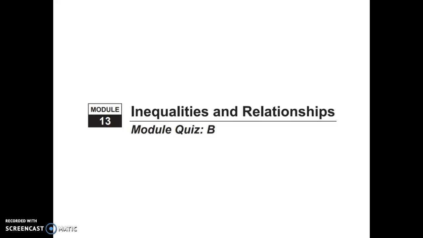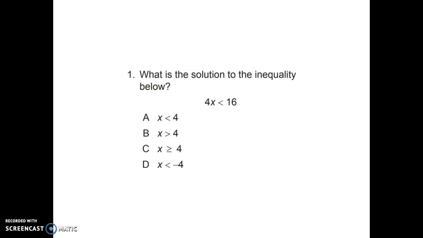This is Module 13, Inequalities and Relationships. Number 1. What is the solution to the inequality below? 4x is less than 16. A. X is less than 4. B. X is greater than 4. C. X is greater than or equal to 4. D. X is less than -4.